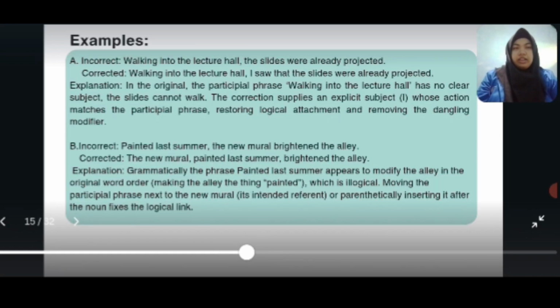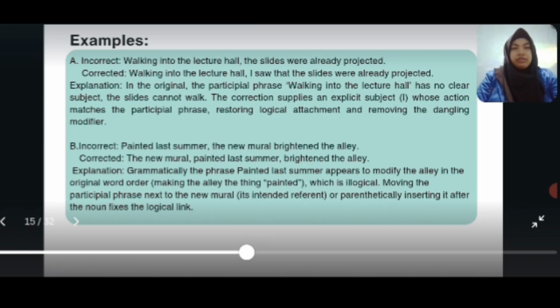And then there are a few examples. The first one is the incorrect one: "Walking into the lecture hall, the slides were already projected." And then the corrected one: "Walking into the lecture hall, I saw that the slides were already projected." In the original, the participle phrase "walking into the lecture hall" has no clear subject. The slides cannot walk. The correction supplies an explicit subject, "I," whose action matches the participle phrase, restoring logical attachment and removing the dangling modifier.